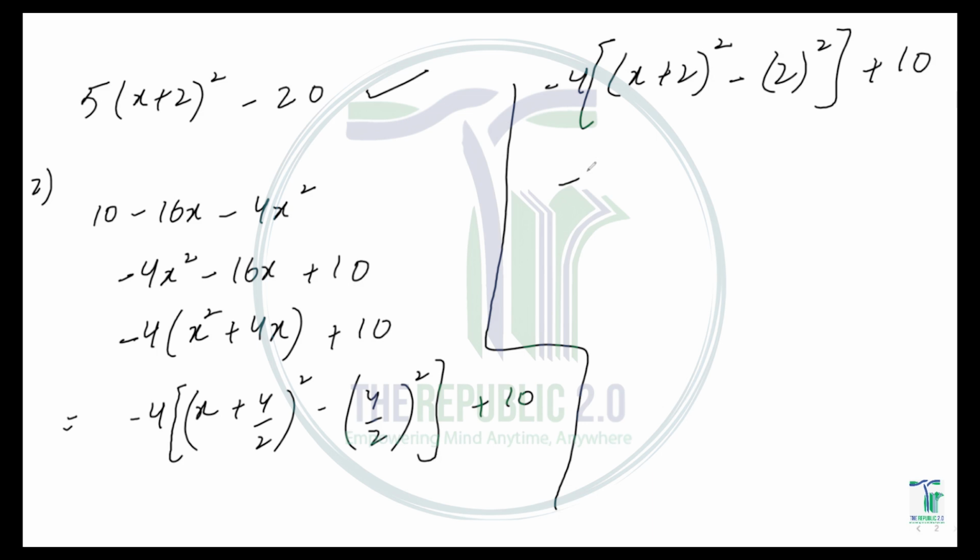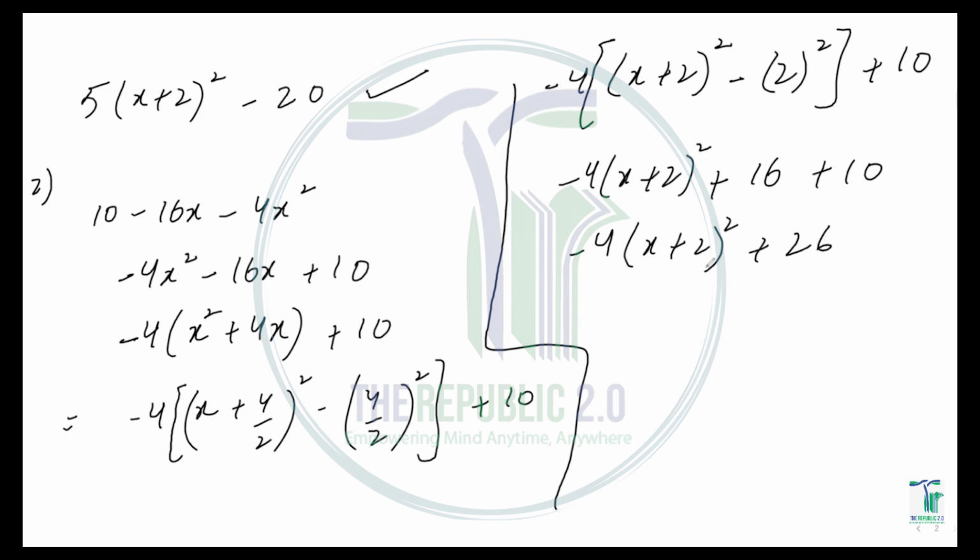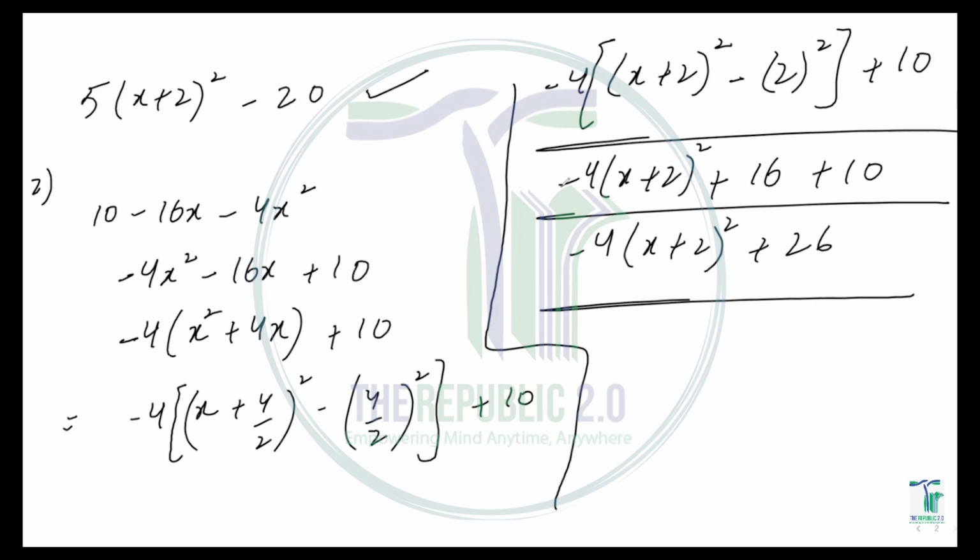So now I would be having negative 4 times x plus 2 whole squared, negative, negative, positive. 2 squared is 4. 4 times 4 has to be 16, plus 10. And I would end up having negative 4 times x plus 2 whole squared plus 26. So that is how we're going to write that expression in completing square form. I hope that does make sense, right?